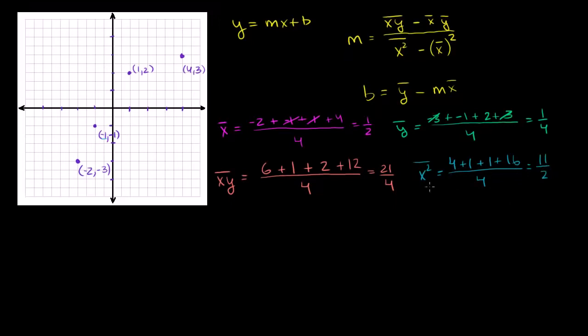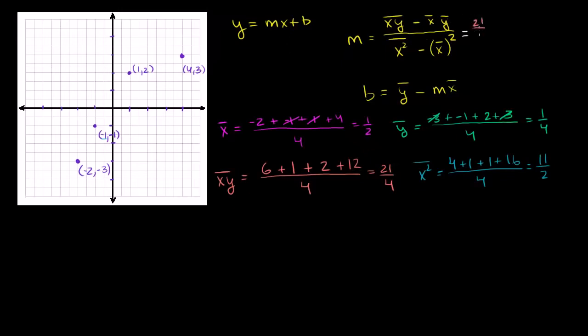So now we're ready to calculate the actual slope. Let me do it over here. So I want to be able to look at everything we've done. So this is going to be equal to, in this case, the mean of the xy's, which is 21 over 4.